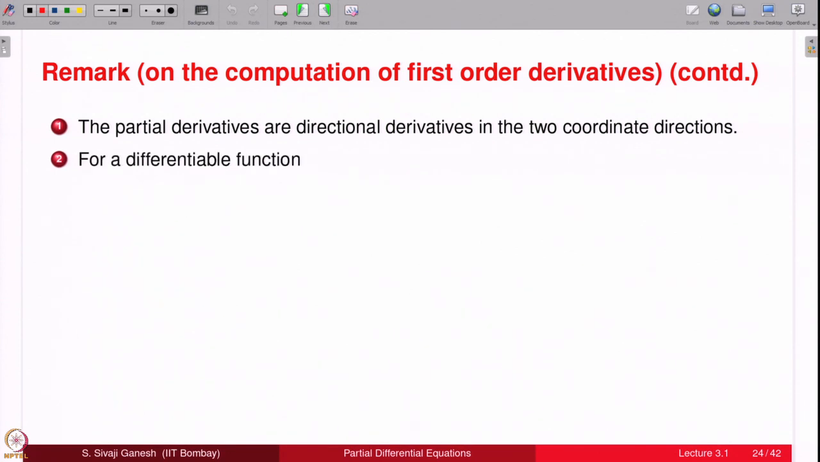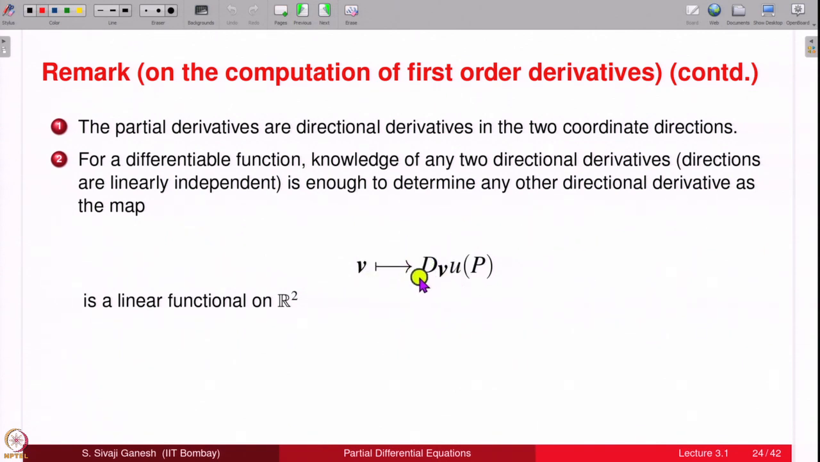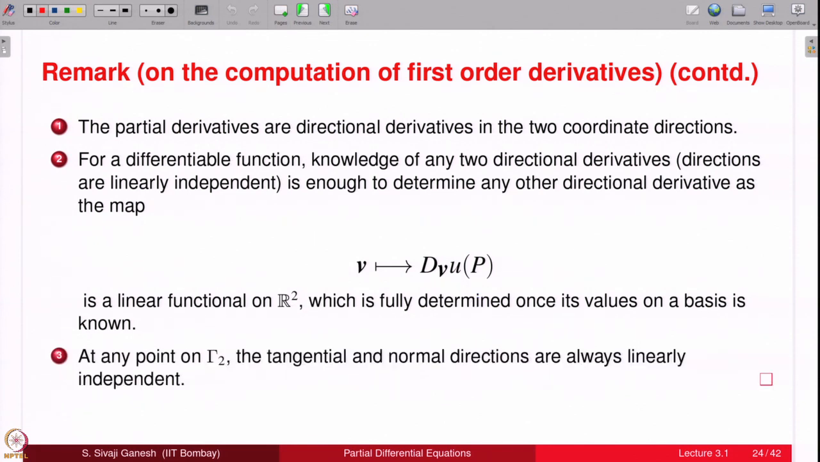The partial derivatives are directional derivatives in two coordinate directions. For a differentiable function, knowledge of any two directional derivatives, of course with linearly independent directions, is enough to determine any other directional derivative, as this map is a linear functional on R2. V going to D_v u, that is the directional derivative of u in the direction of v at the point p. So, p is fixed, then the mapping v going to D_v u at p is a linear functional, which is fully determined once its values on a basis are known. At any point on gamma 2, the tangential and normal directions are always linearly independent.